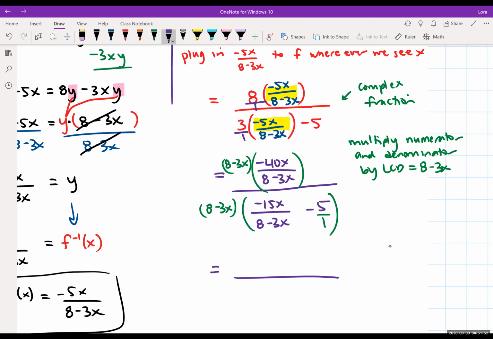Notice in the numerator, you have 8 minus 3x will divide out. So your new numerator will be just a negative 40x. This makes us happy.